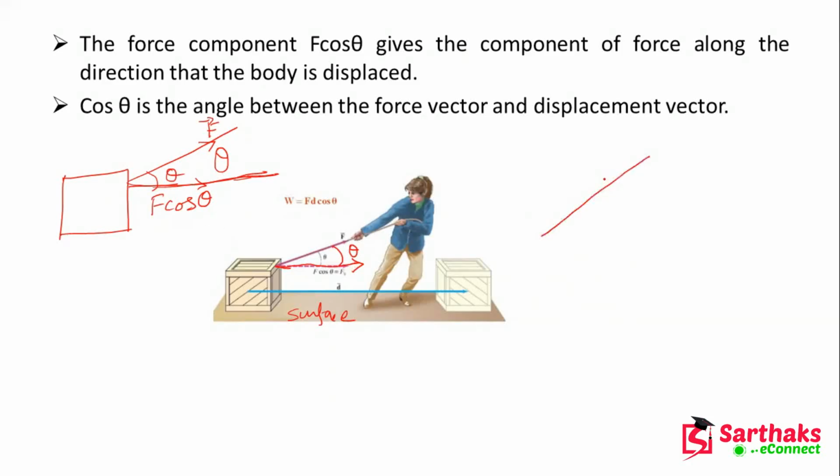Here, this is the force vector, and where it has been displaced, this one. So this is F cos theta. So this one is the theta. That means F cos theta. So that will be the displacement vector. So theta is the angle between the force vector and the displacement vector.